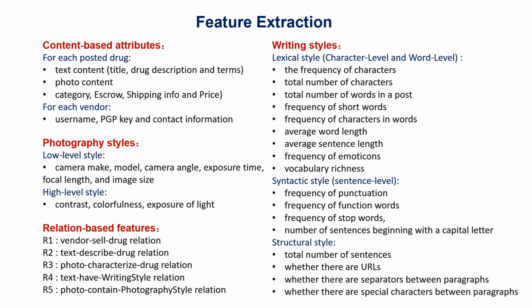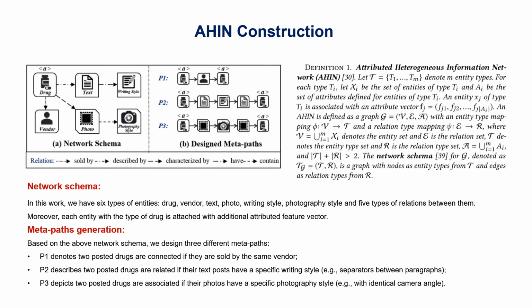Based on our collected data, we extract 4 types of features including content-based attributes of drugs and vendors, lexical, syntactic, and structural writing styles, low-level and high-level photography styles, and rich relations among different entities. Based on the extracted features, we design an attributed HIN to model all the features. The attributed HIN is composed of different types of entities and relations. Each entity is also attached with an additional attributed feature vector.